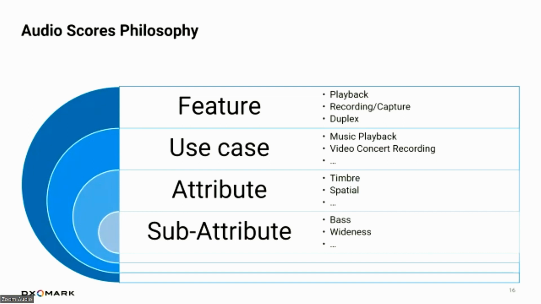And finally, taken from the standards in the industry, we also split these attributes into sub-attributes. For example, timbre will be split into bass, mid-range, treble, tonal balance, and so on. So on this webinar, we're going to present to you the way we evaluate spatial, across multiple features, across multiple use cases, and we'll present the sub-attributes we use and how to evaluate them.